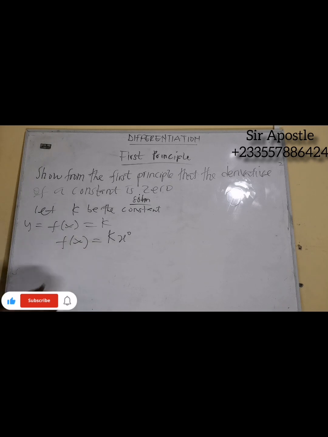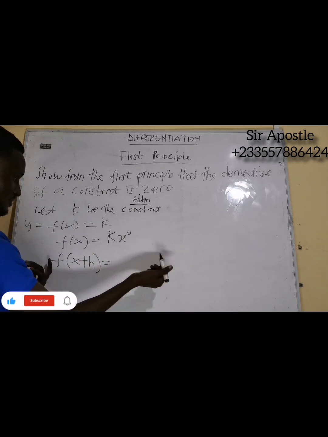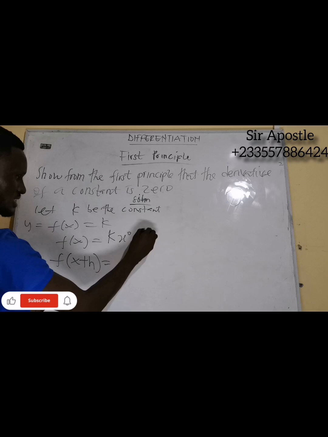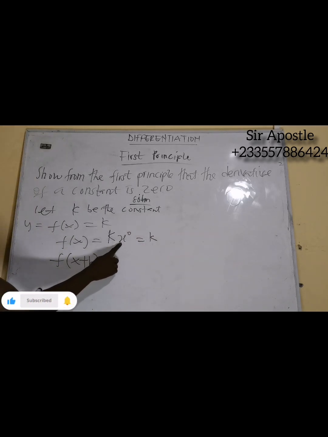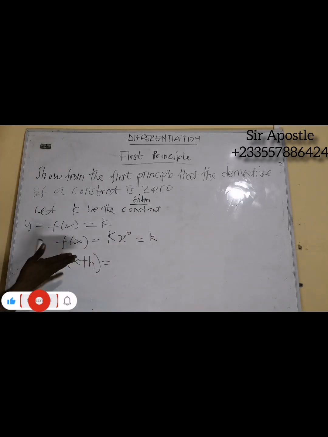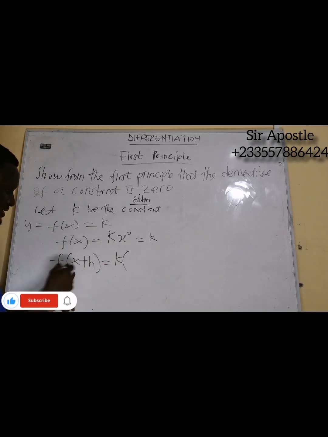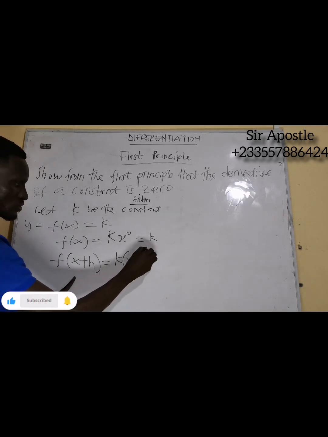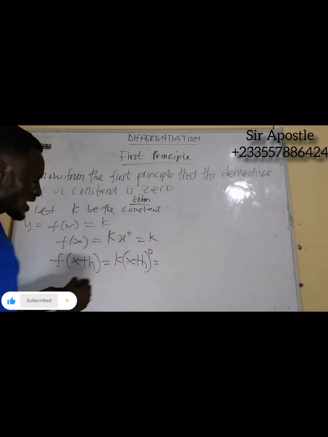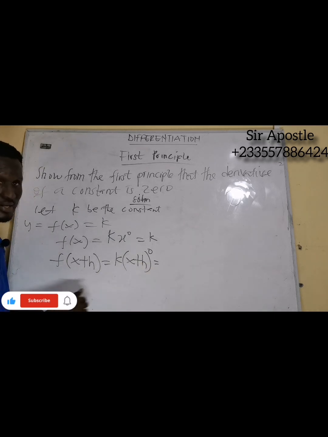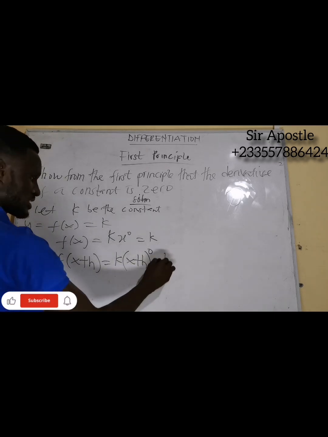Now, I'm going to look for how we can differentiate this one. From the first principle, you know that we need to find f of x plus h, right? So this one is the same as k, because this exponent is 1, which is the same as k. So from the first principle, f of x is equal to x plus h, right? So let's put x plus h here. So we're going to get k, the x is now x plus h, so exponent 0. And you have to know that any number exponent 0 is 1. So here will be k times 1, which is the same as what? k.